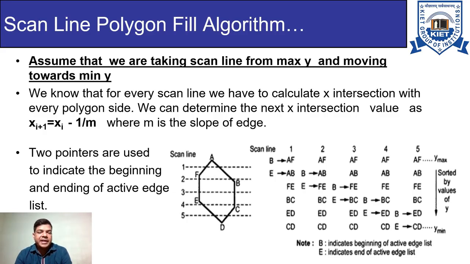And we know that in the DDA algorithm we have already seen that if I have the y value and I want to approximate the value of x, then the formula is x(i+1) equals xi plus or minus 1 upon m. If I am approximating the next value, then I have to add 1 upon m. If I am approximating the previous value, then I have to subtract 1 upon m.